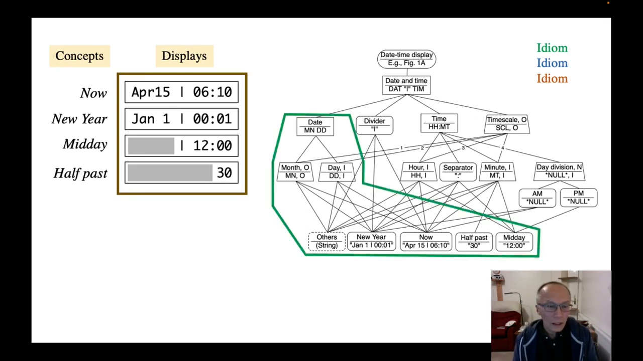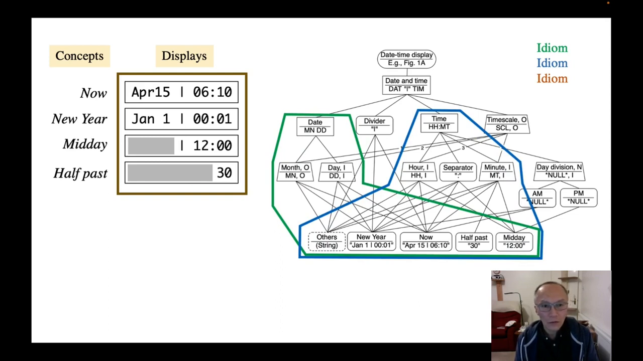Here, a date is coordinated out of a month and a day. There's another coordinate system combining hours and minutes to give an overall time, and a higher level coordinate system which combines the date and the time to give the overall display. That's a quick overview of our approach to building cognitive models of visualizations.